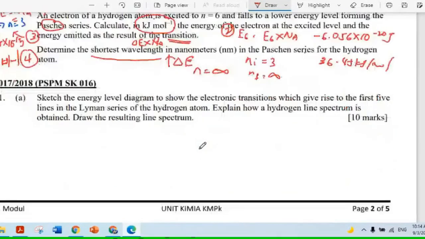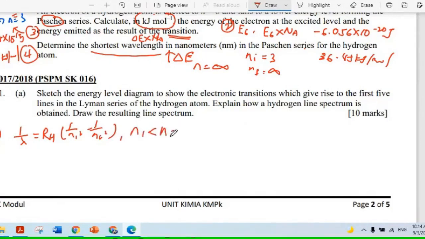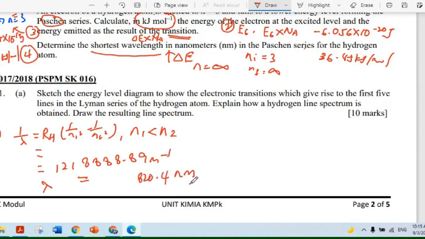I need to open. Okay, here, that's for part 4. For part 4, I need to apply the formula 1 over lambda equal to RH times 1 over n1 squared minus 1 over n2 squared. And remember, I noticed 80% of you forgot to write this down. Then substitute everything, you get 121888.89 per meter. This is the wave number. Then you find the lambda and convert to nanometer, and you get the answer 820.4 nanometer.